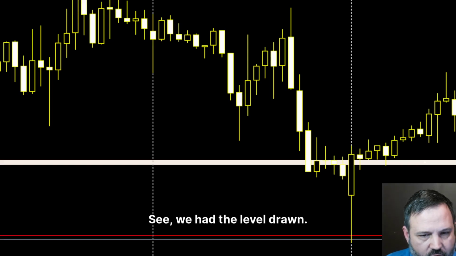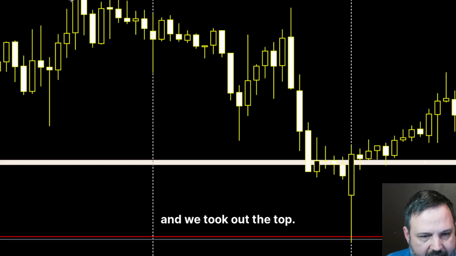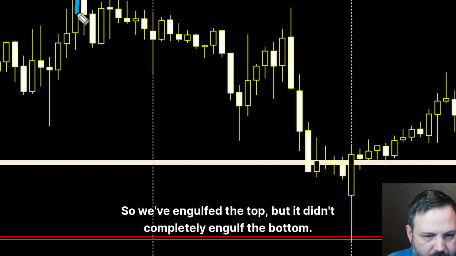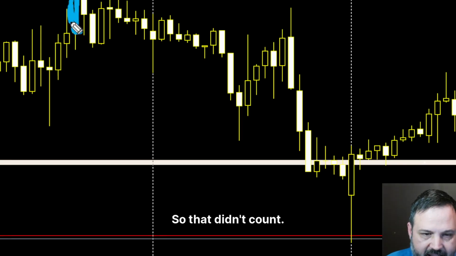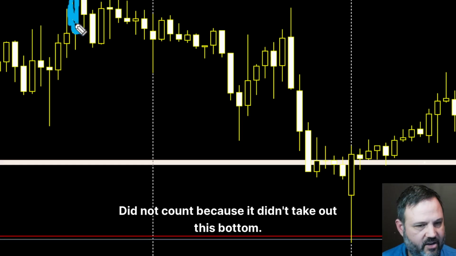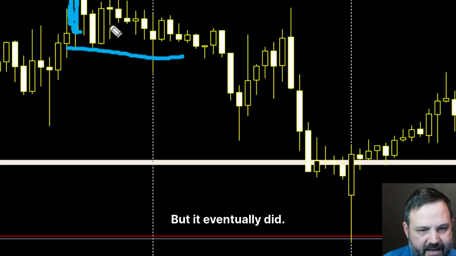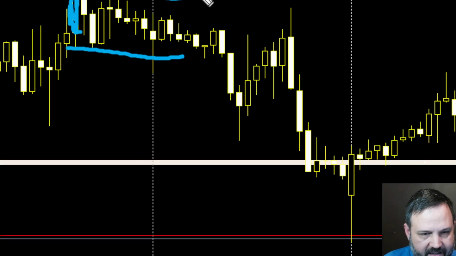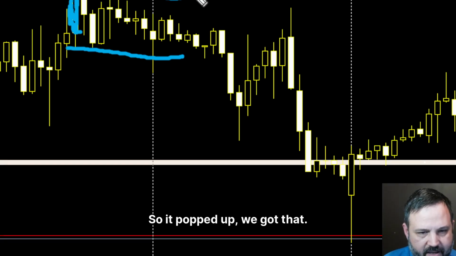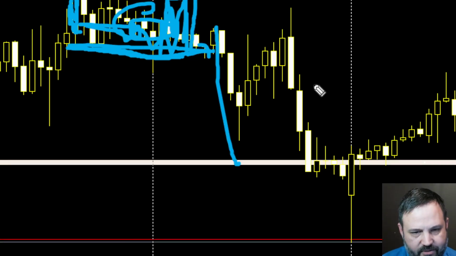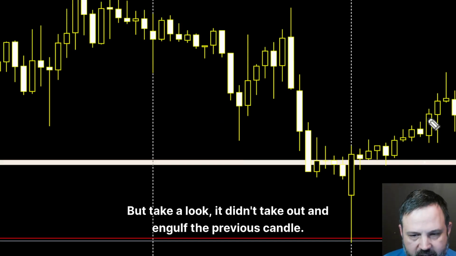See, we had the level drawn, and we took out the top, right? So we've engulfed the top, but it didn't completely engulf the bottom. So that didn't count, right? It did not count because it didn't take out this bottom. Okay, but it eventually did. So it popped up. We got that, looking for that to take out. Okay, but take a look.